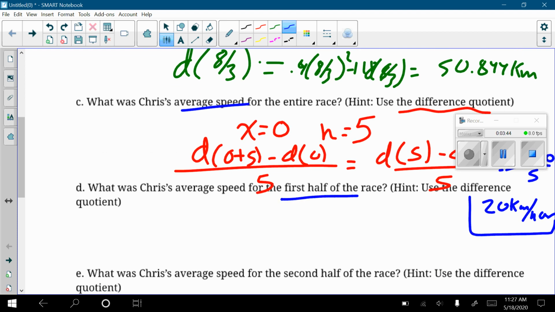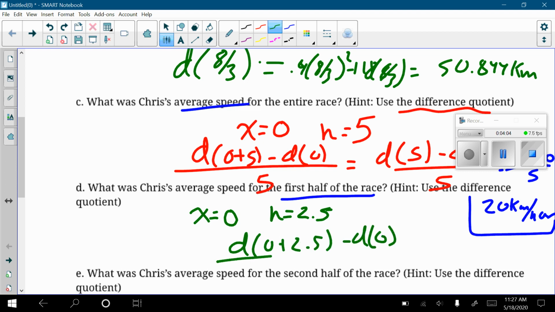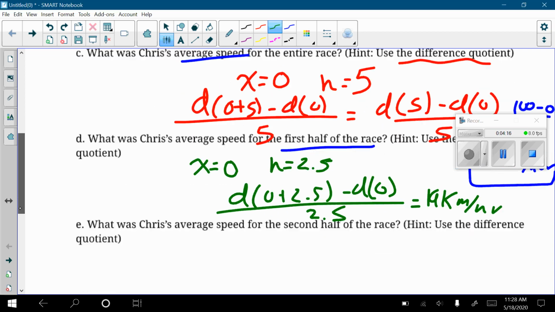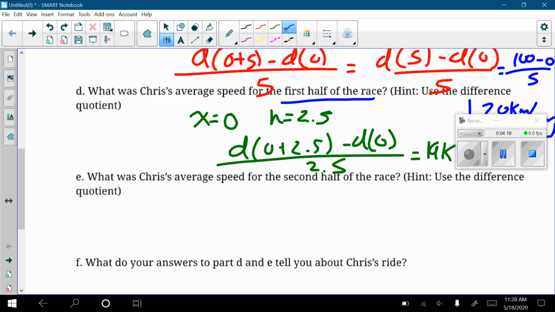Average speed for the first half of the race. Okay, well, first half, I'm still starting at time 0. That's my first x value. How far away do I want to use that second x value? Well, half of the race. So I only want to do it 2.5 hours later. I'm going to do my difference quotient. Okay, this is finding slope, and slope in a distance versus time graph is speed. Toss that in my calculator. I got 19 kilometers per hour. Okay, so for the first half of the race, his average speed was 19 kilometers per hour. Okay, let's do the second half.